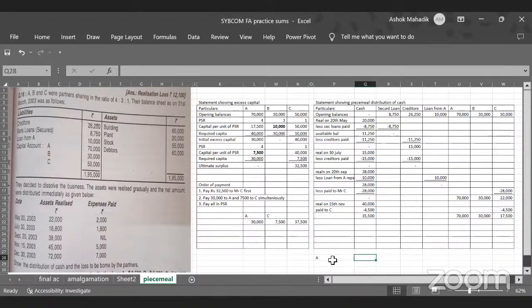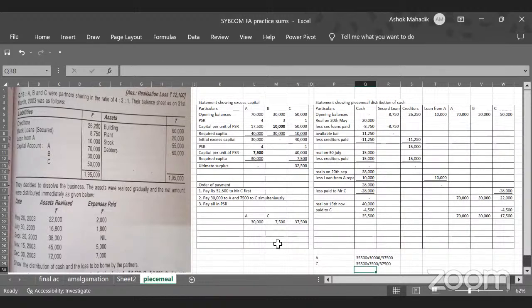The cash available is 35,500. This we have to distribute among A and C. So I'll write 35,500 into 30,000 upon 37,500. This way you will find the amount payable to Mr. A, and the same way for C. How much cash is to be distributed? 35,500. Clear? And how much is C to get? 7,500 out of the total liability of 37,500.